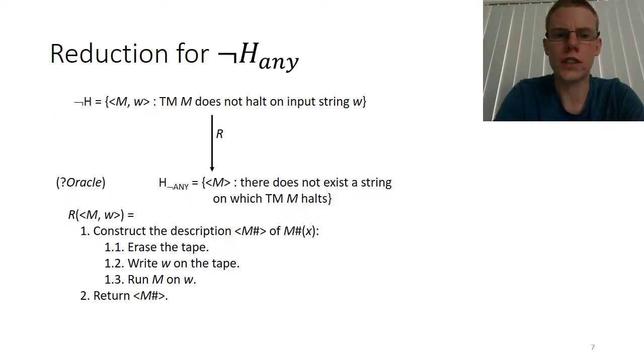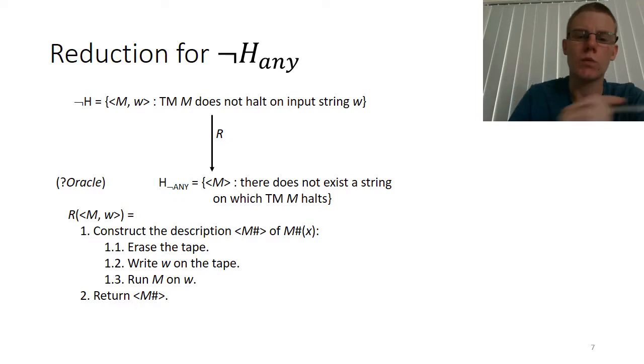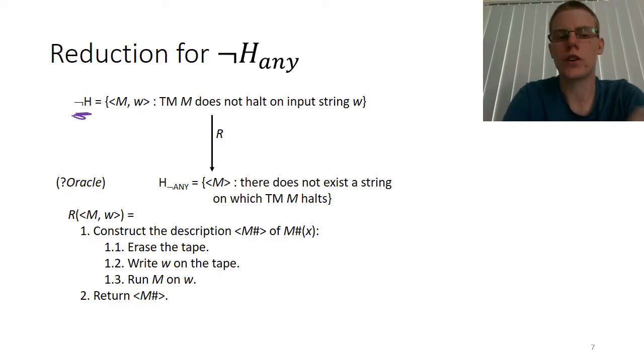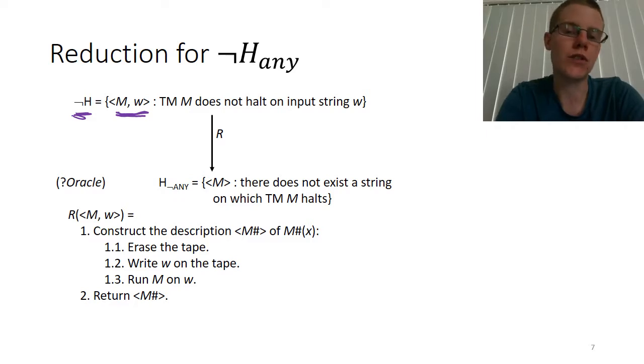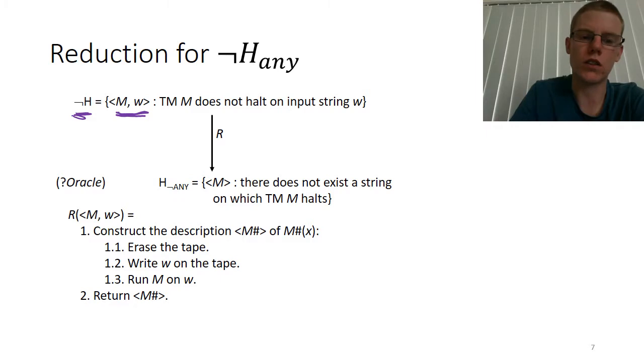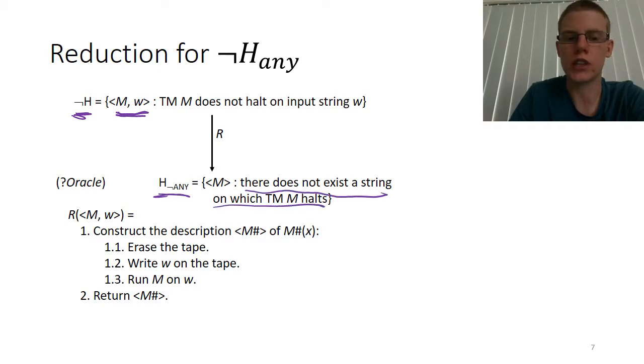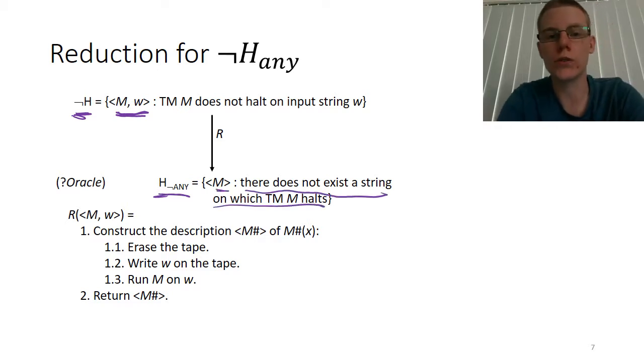Alright, so let's do this for that same language that we talked about before, the complement of does a machine accept any particular string. And we'll reduce from the complement of the halting problem. So a yes instance to this new complemented language is that our machine M does not halt on the given string W, and we are going to reduce those instances to instances of the complement of the halting problem, which is that there is no string that the machine it has been given halts on.